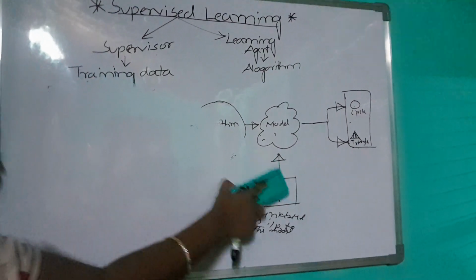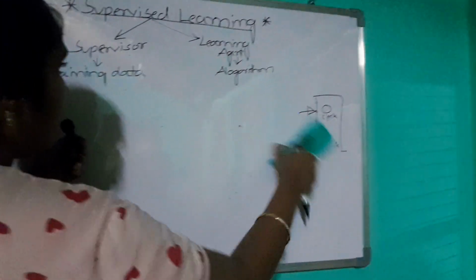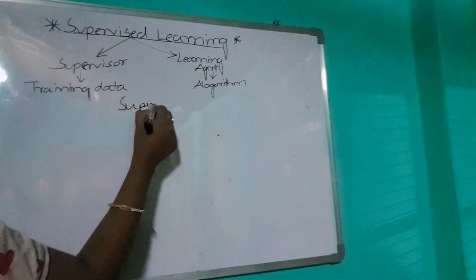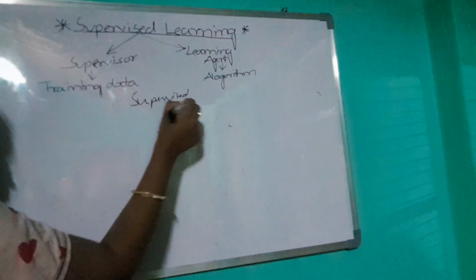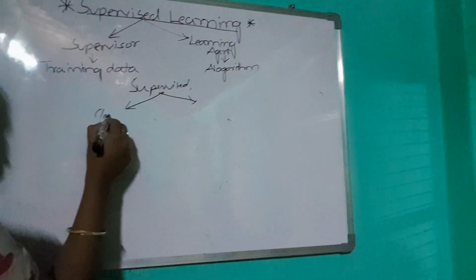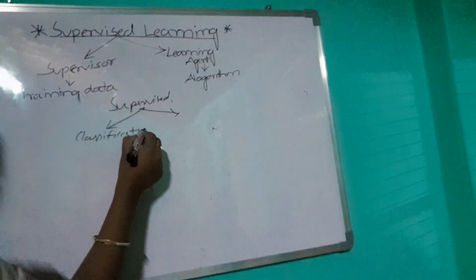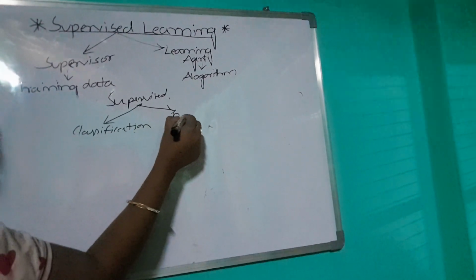Now let's see the kinds of supervised learning algorithms. Supervised learning algorithms can be in two forms: classification, regression.